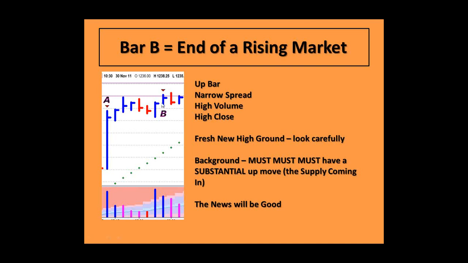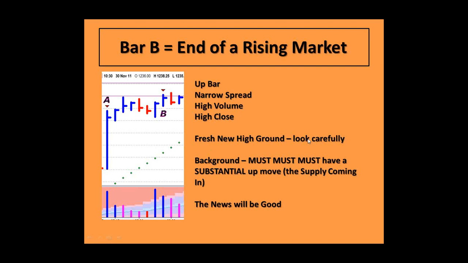End of a rising market is an up bar. An up bar is something that closes higher than the bar behind it. It is a narrow spread. If you can't determine if that's narrow or wide, just click on it, and it'll tell you. I have high volume. Again, if you're not sure, click on the bar, and you'll find out. And also, it closes off the high. Notice that it's up near the high. That's the description of it.